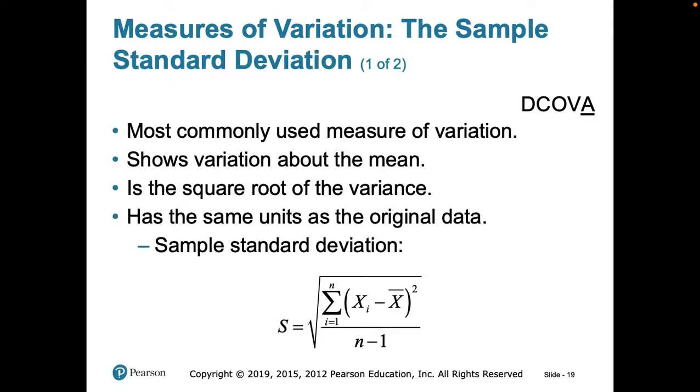And then the sample standard deviation is the one that we're going to use most of the time. The good thing about this is it shows variation about the mean. So how much change there is in these values from the mean. And it's just the square root of the variance. So you already know how to calculate the variance. All you have to do is take the square root of your variance, and that will be your standard deviation. And this data will be in the same unit as the original data. So if you're talking about dollars, it will be dollars. If you're talking about cubic feet, it will be cubic feet, and so on and so forth. So the same unit of measure that you have from your original data, that is the one that you will have in your standard deviation.